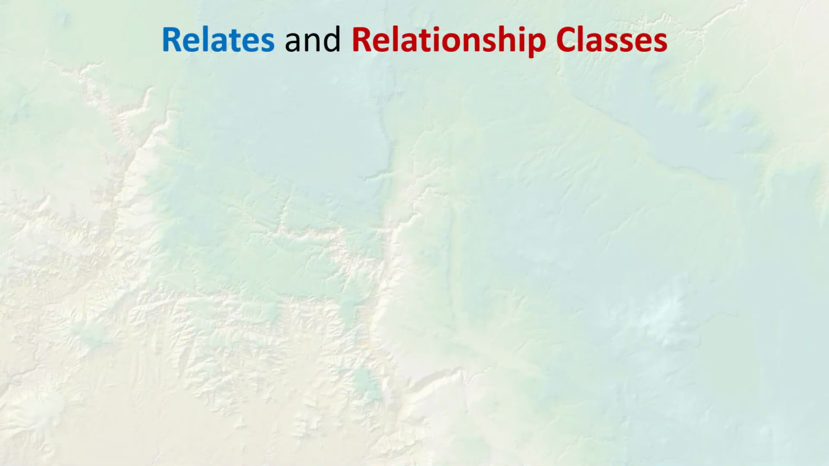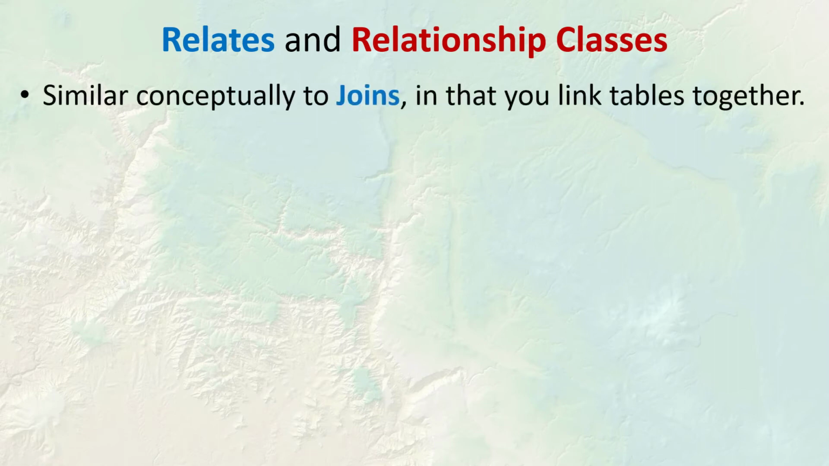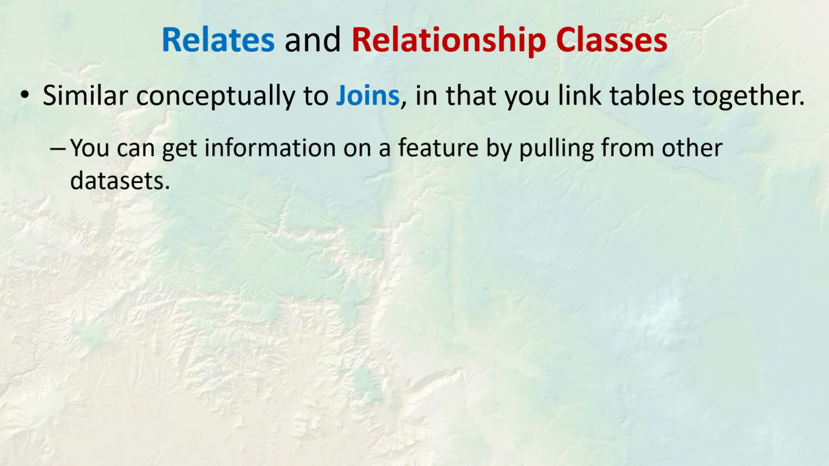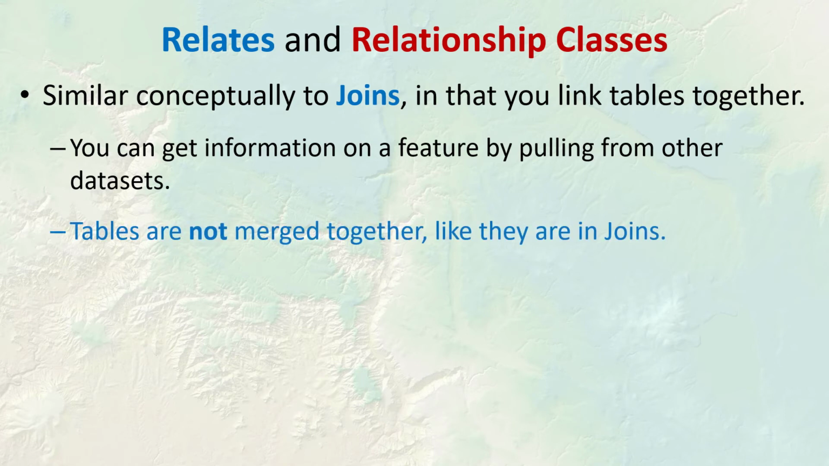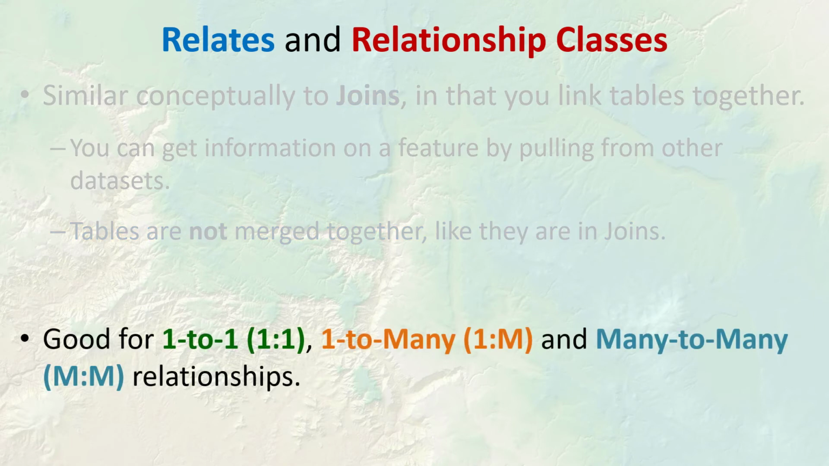Now, the last topic for today's lecture is relates and relationship classes. These are conceptually similar to joins in that you link tables together. This allows you to get information on a feature by pulling data from different tables. However, they are different than joins, and the linked tables are not merged together. If you open a table that participates in a relate or a relationship class, it won't look any different than it would if it were not participating. Now, relates and relationship classes are good for one-to-one, one-to-many, many-to-one, and many-to-many relationships.